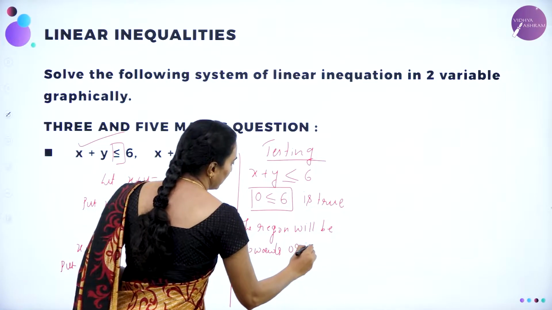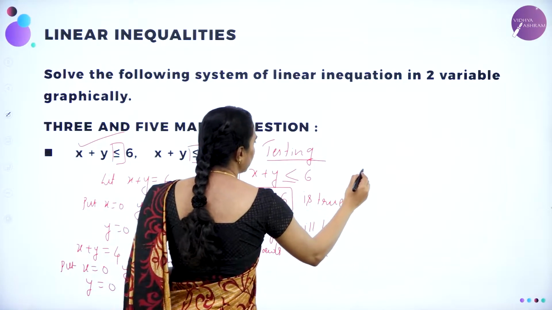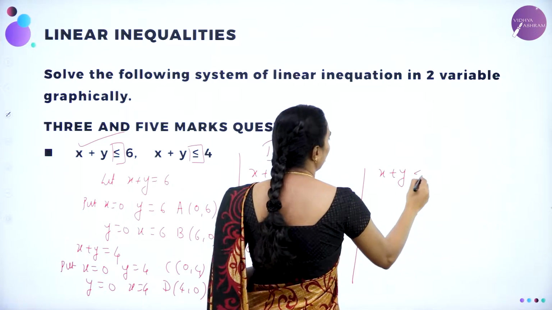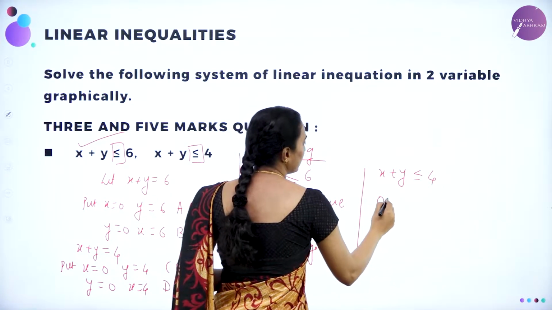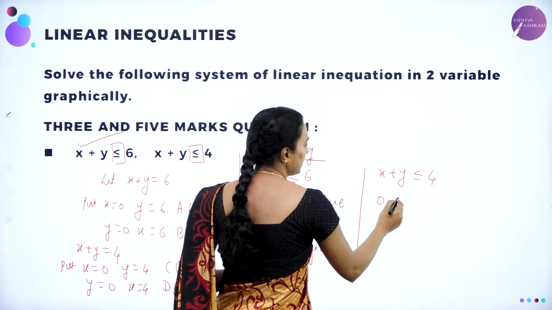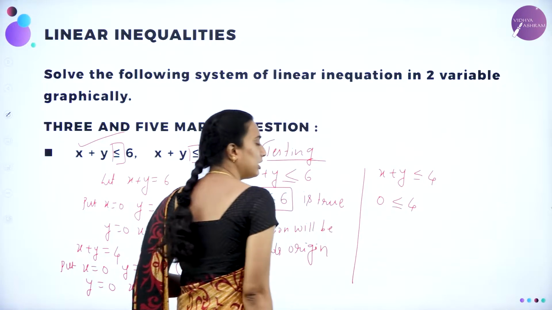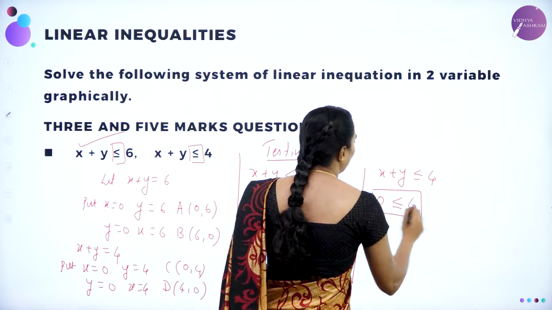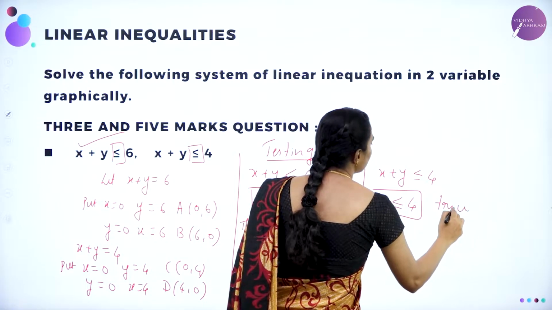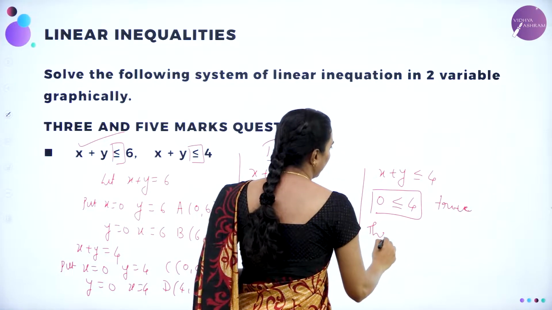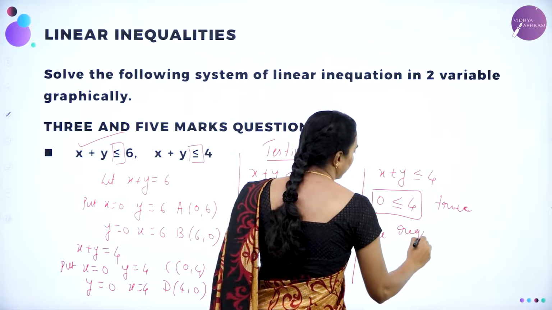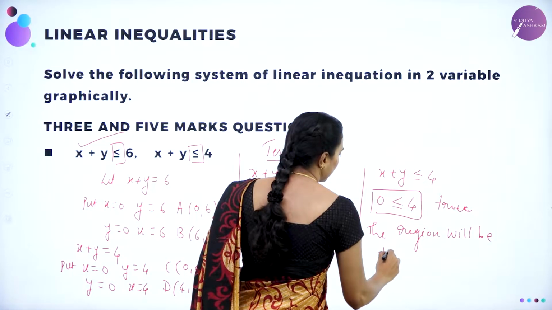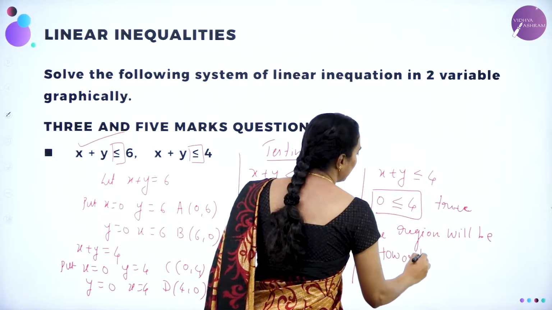Towards the origin. Now let me check the next equation. What they have given is x plus y is lesser than or equal to 4. Let me put x equal to 0, y equal to 0, so you are getting 0 plus 0 is lesser than 4 obviously, but never equal to 4. But reject the second condition; lesser than 4 is true. So it is called the true condition. If it is true, you are going to take it that the region will be towards the origin. Now both the lines are getting towards the origin.